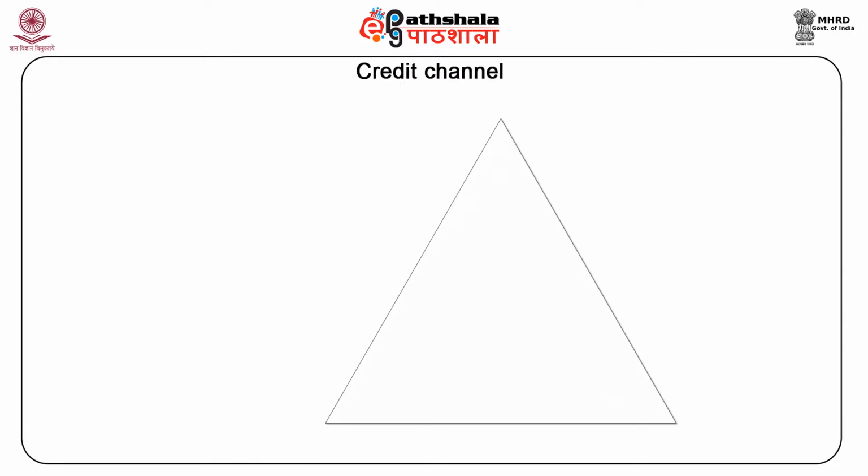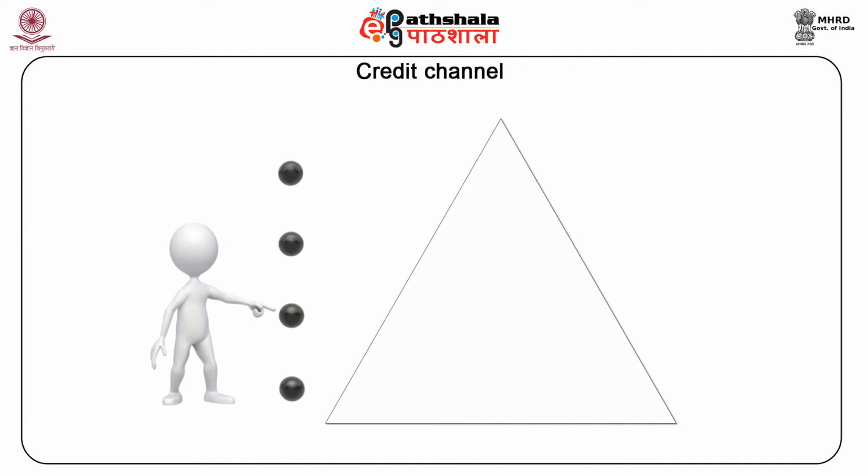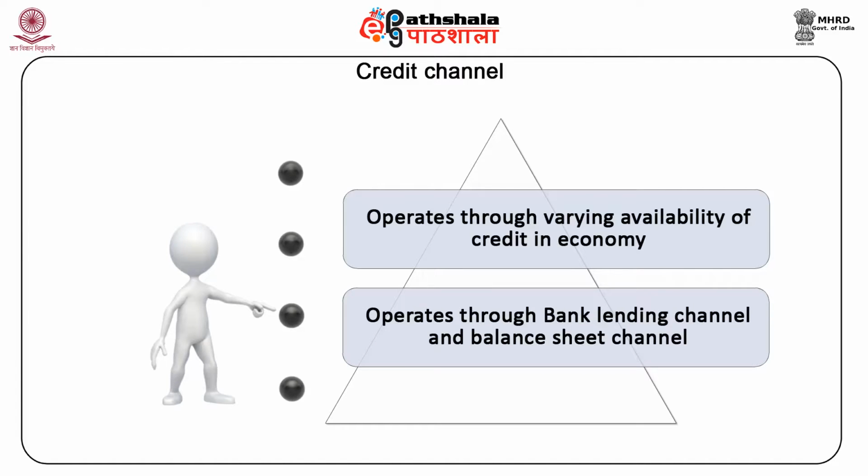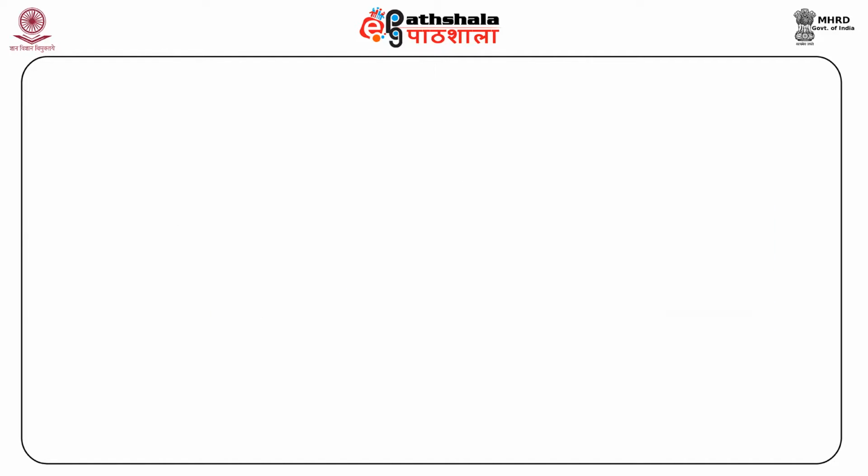Then we have the credit channel. The credit channel operates through varying the availability of credit in the economy. This channel operates through two channels, the bank lending channel and the balance sheet channel. Next is the bank lending channel.